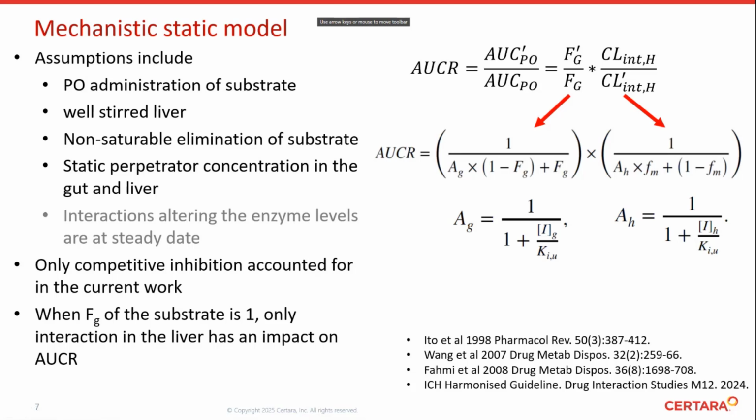When the substrate Fg, the fraction escaping the gut wall, is 1, only the interaction in the liver has an impact on the AUC ratio, because the part covering the interaction in the gut wall will be 1 when Fg is 1. And there are just some references on the background of the mechanistic static model and the assumptions underlying these models.